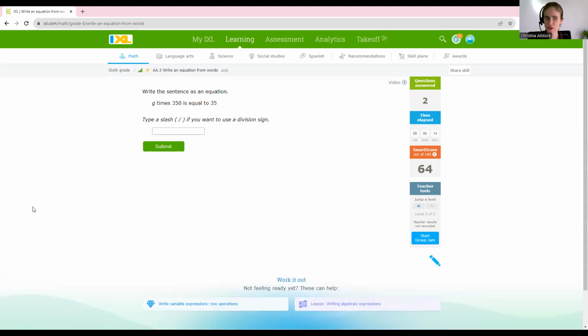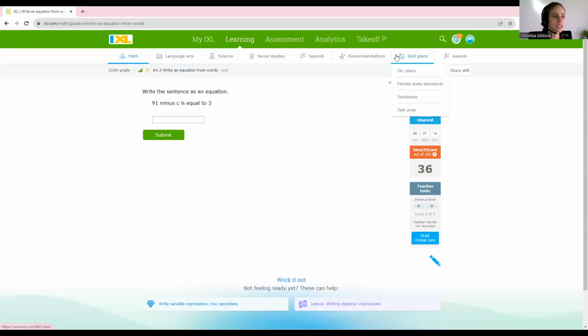Let's do two more problems together here. G times 350 is equal to 35. I see the word times, and I'm timesing my G and the 350. Again, even though the G is written first, when it comes to multiplication, whatever number comes first doesn't matter. It matters with subtraction because it'll affect your negatives, but it doesn't matter with multiplication. And so the proper format is when you're multiplying a number and a variable, you put the number first, you put your coefficient first. So we would have 350G, and then it says is equal to 35.